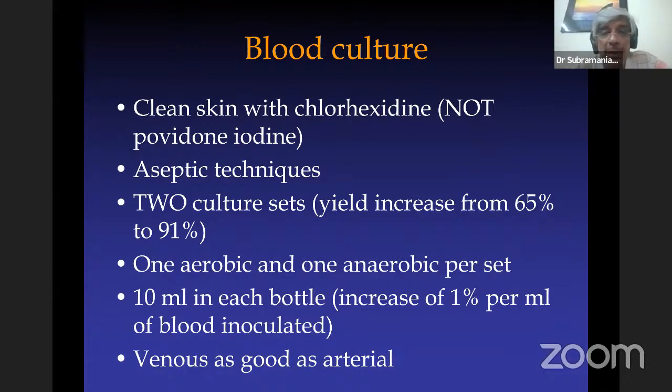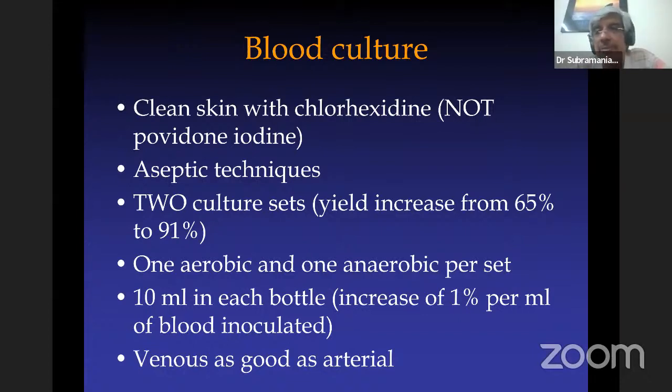You need to have good blood cultures. You want to get at least 2 sets of cultures. Studies have shown that it improves the pickup rate from 65% to 91% from 1 to 2. You need to have 1 aerobic and 1 anaerobic, 40 ml of blood. See, we have 5 liters of blood, that is 5,000 ml. Nobody is going to die of 40 ml being lost. So I don't think we should worry about that.